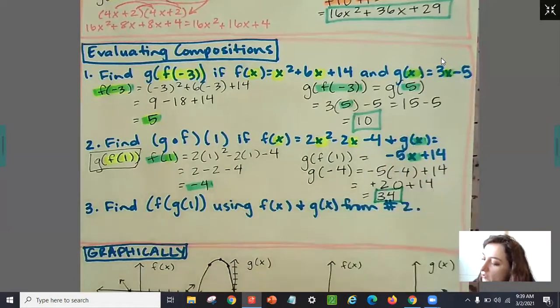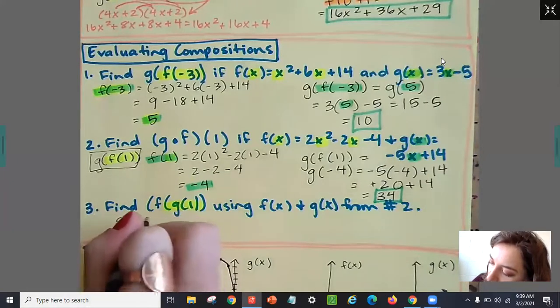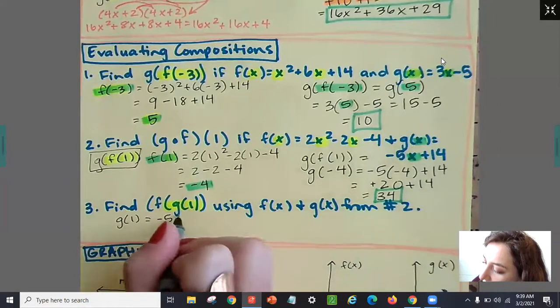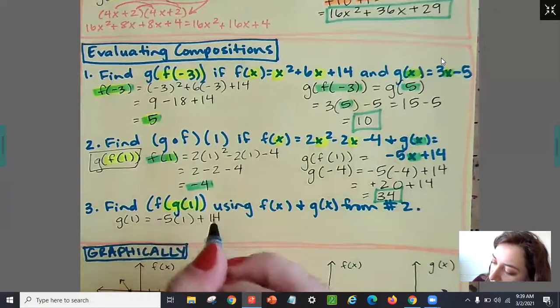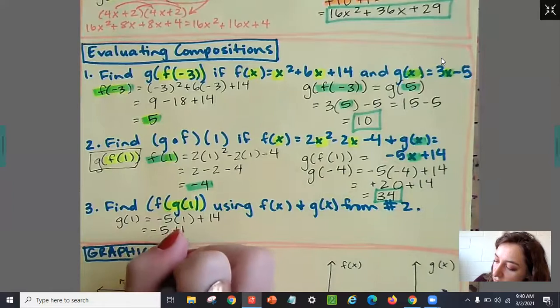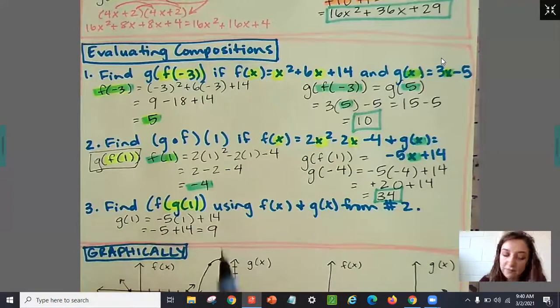Okay, and we're going to do one last one. So what if it was reversed? Let's find f of g of 1. Let's find g of 1 first. If I'm plugging 1 into here, we're going to get -5 times 1 plus 14. So -5 times 1 is -5, and then plus 14. This is going to give us positive 9.